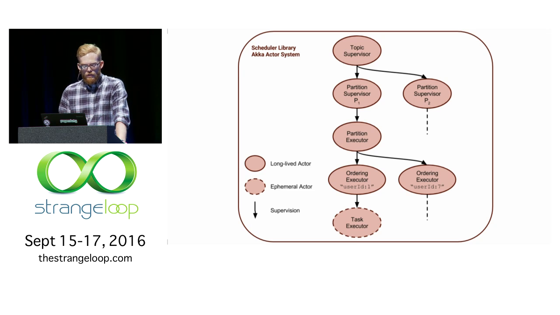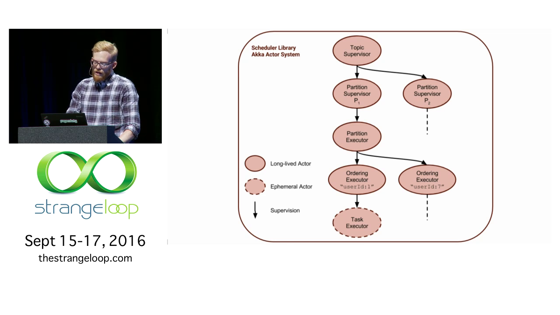Within each partition, there are multiple logical queues based on the task's ordering ID. The partition executor supervises an ordering executor for each ordering ID. Now that's potentially a lot, right? Because we have like millions of users, and that could be a lot of different logical queues. But actors are cheap. In Akka, they have something like 300 bytes per actor in overhead, so we can actually get away with having many of these things.